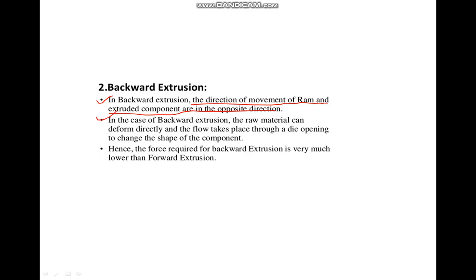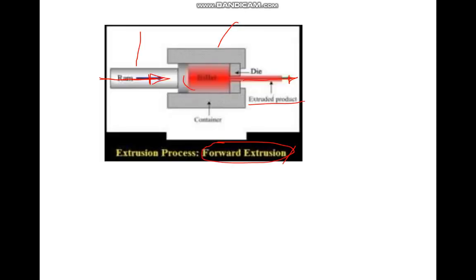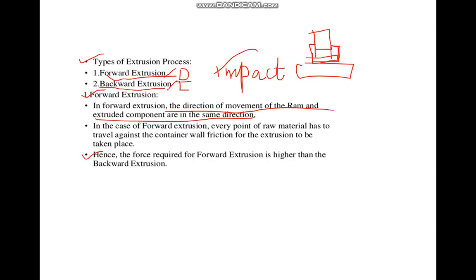In this case, raw material can deform directly and the flow takes place through a die opening to change the shape of the component. And the force required for the backward extrusion is very much lower than forward extrusion. While in forward extrusion more force is required. If you observe this diagram, there is more friction between the container and the billet surface. More frictional force is there. So that's why more force is required in forward extrusion.